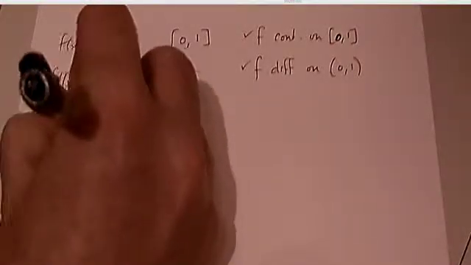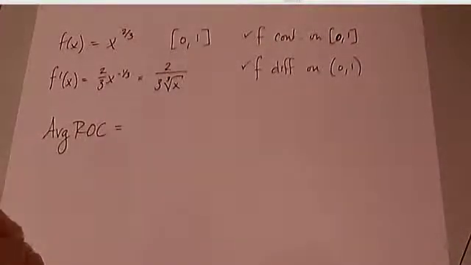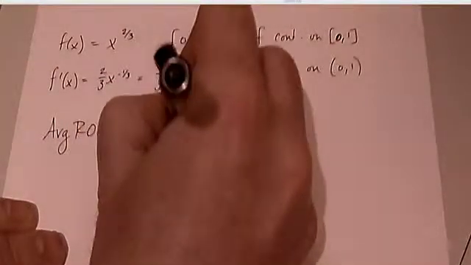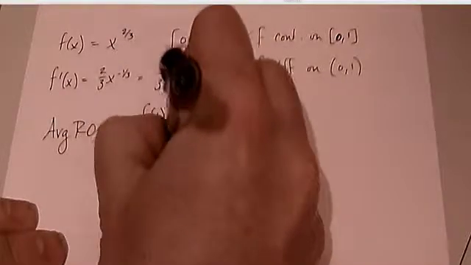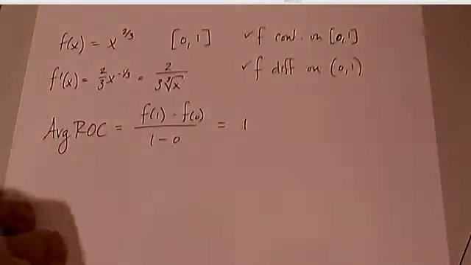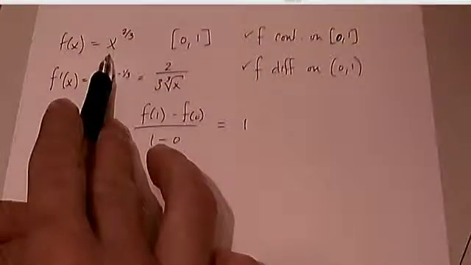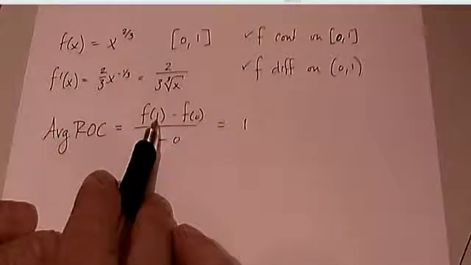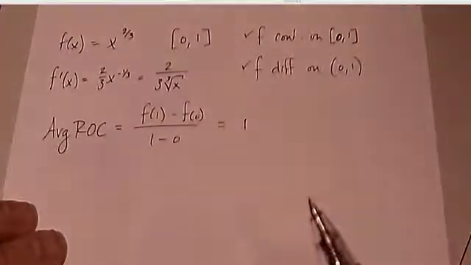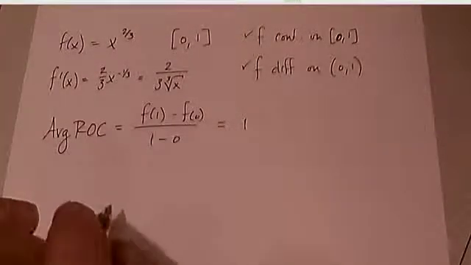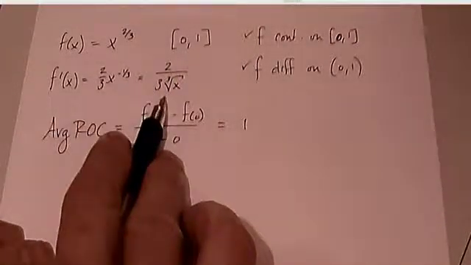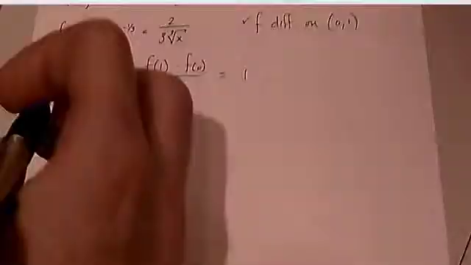So average rate of change, again, still haven't figured out how best to abbreviate that, but it doesn't really matter. I know that it's going to be f of 1 minus f of 0 over 1 minus 0, and that winds up being 1 over 1, or 1. Because you evaluate this at 1, and 1 to the 2/3 is 1. 0 to the 2/3 is 0, so 1 minus 0 over 1 minus 0 is 1 over 1, or 1. Now I need to figure out exactly where this derivative is equal to 1. So let's go ahead and find that.